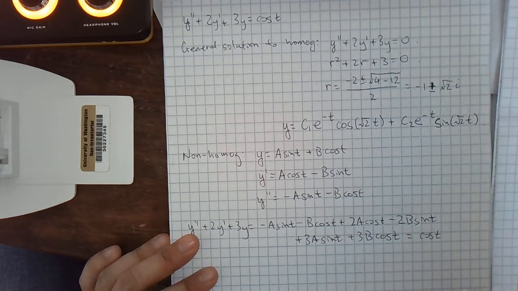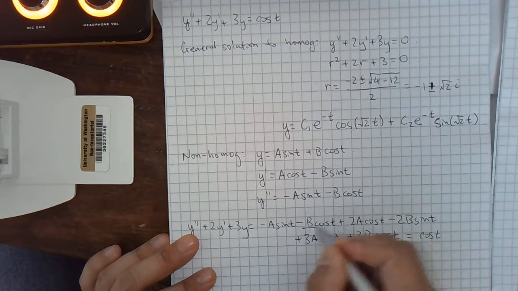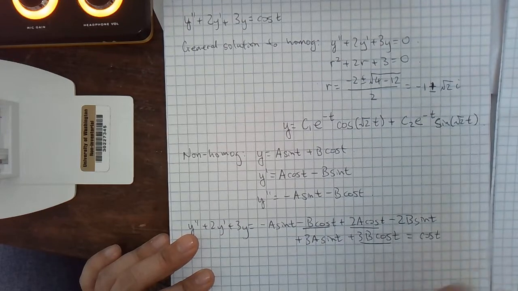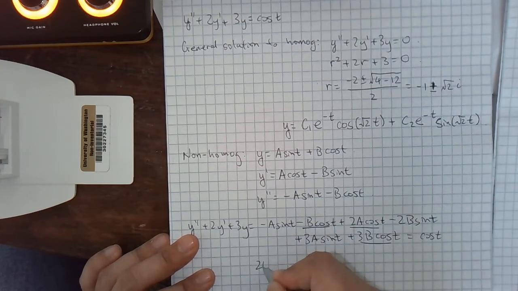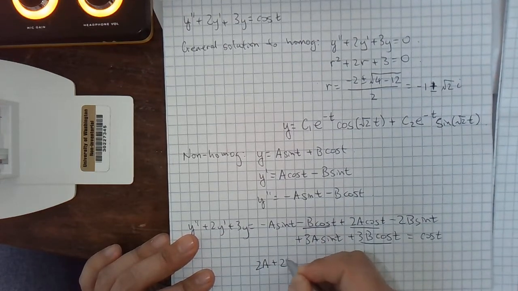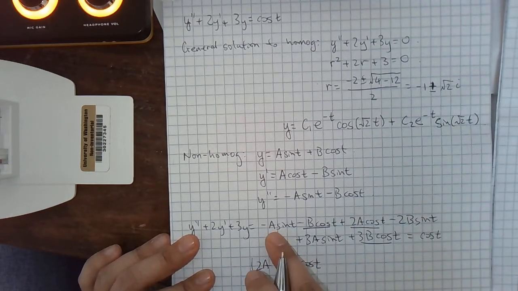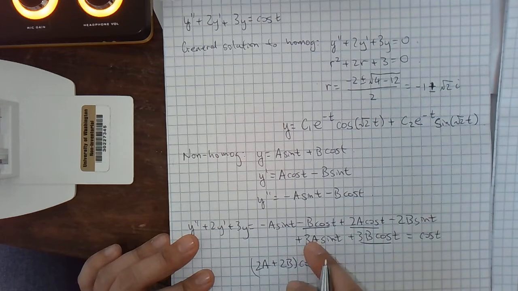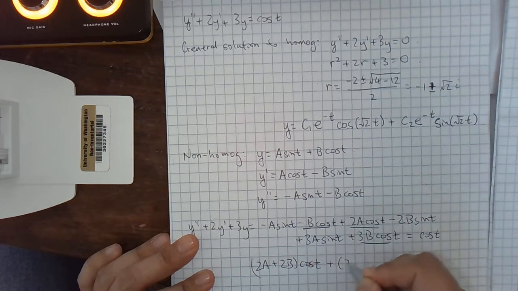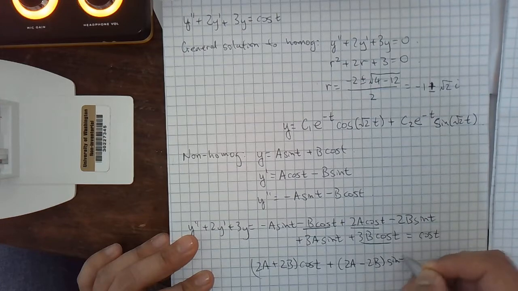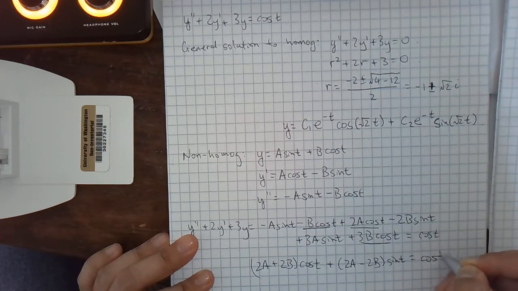Okay, what happens there? Let's collect all the cosine t's together. So this is minus b plus 2a plus 3b. So this is a total of 2a plus 2b times cosine t. And then the remaining ones are the sines. Minus a minus 2b plus 3a. So plus 2a minus 2b times sine t. That's supposed to equal cosine t.